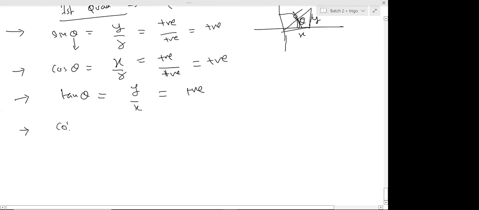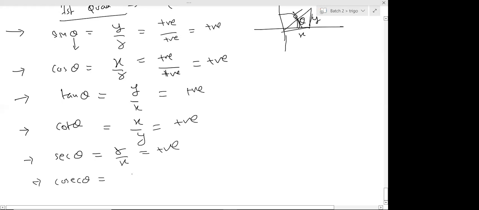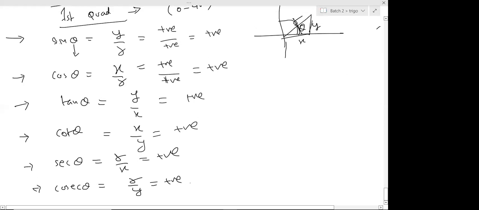For cot theta, this is inverse of this, x upon y. So this is also positive. Same for sec theta, which is r upon x. This is also positive. And cosec theta, r upon y. This is also positive. What this means is, if the value of theta is anywhere between 0 to 90 degree, then all the trigonometric functions will give positive value.